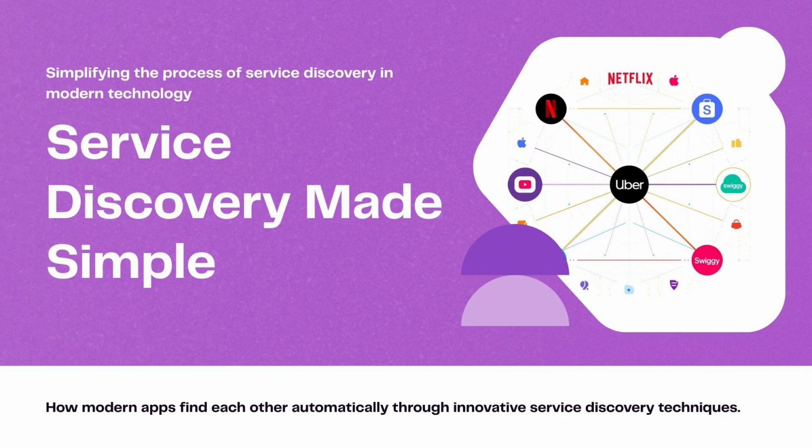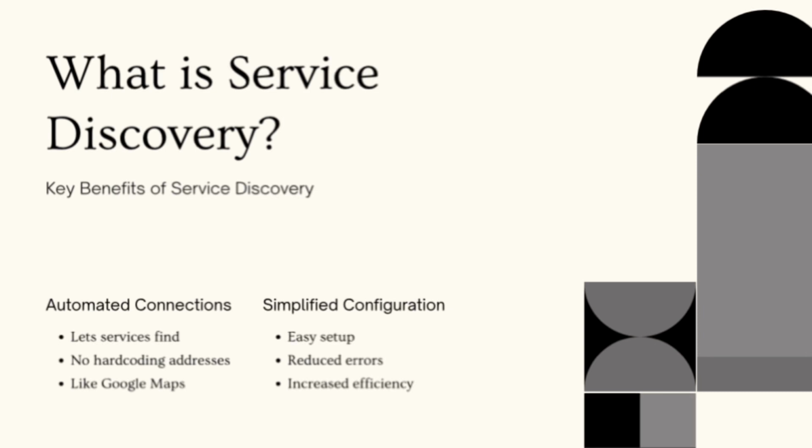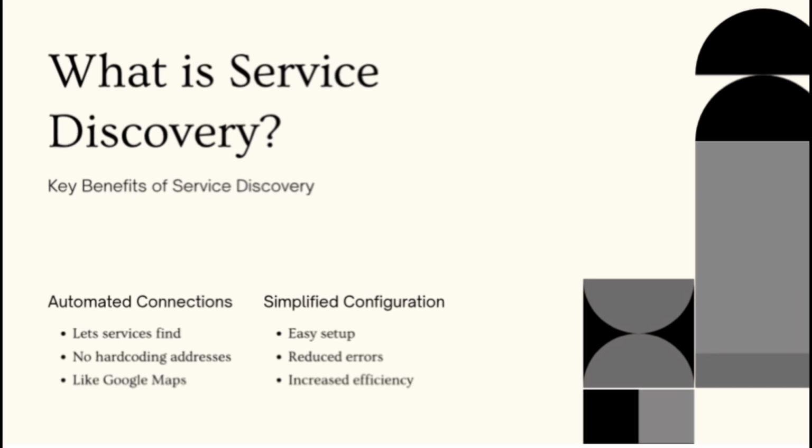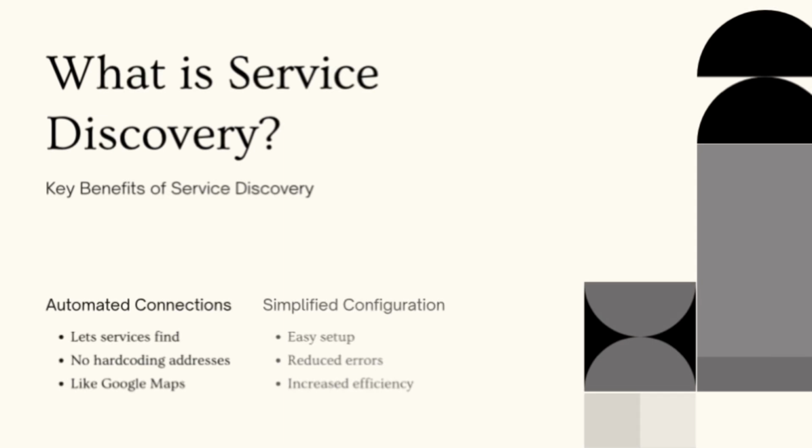So, what exactly is service discovery? In simple words, it's the process that allows applications or services to automatically find and connect with each other inside a network. Think of it like this. You're in a big city with thousands of restaurants. If you had to memorize every single address, it would be impossible. Instead, you just use Google Maps to find them instantly. That's exactly what service discovery does for applications. Instead of hard-coding server addresses, the services simply ask the network and get directed to the right one, automatically.